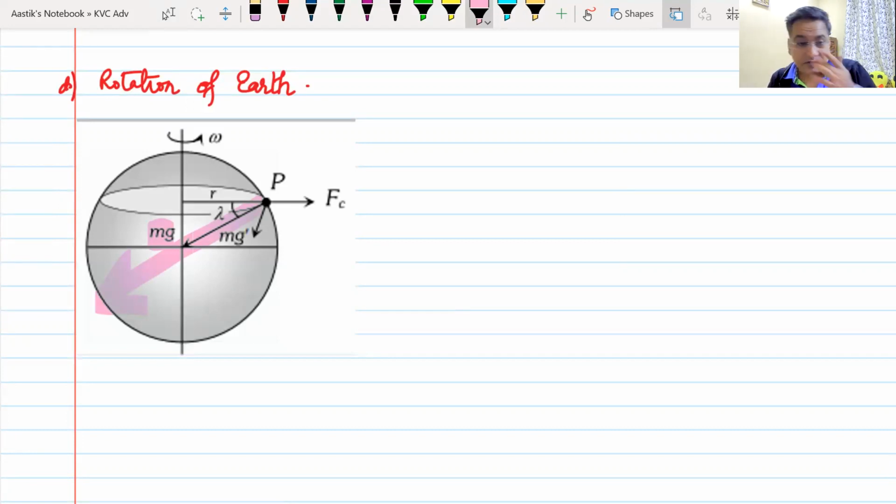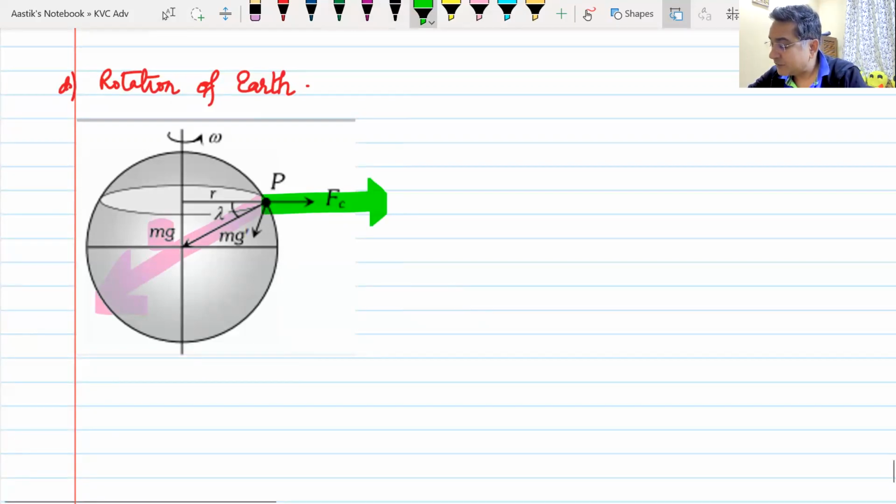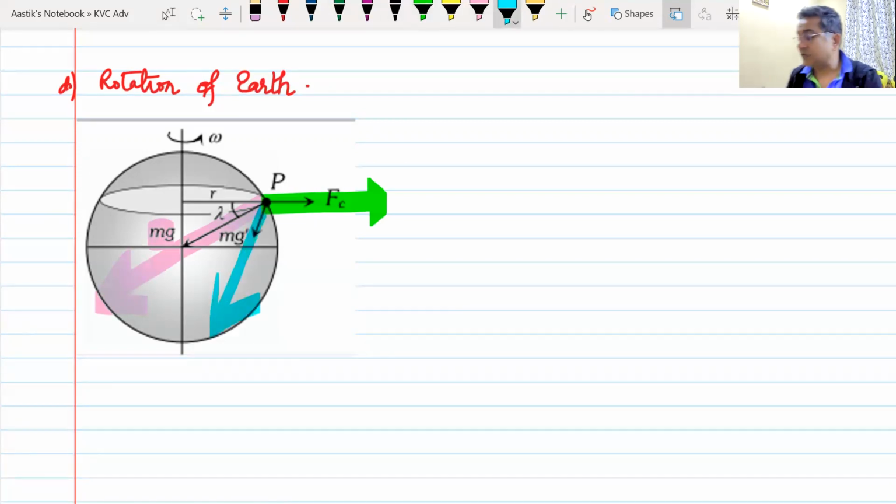Now, because of this centrifugal or centripetal force, whatever you call it, we also require this force because we want to stay on Earth, and therefore your net acceleration due to gravity goes in this direction. This g dash goes in this direction. Do we understand this? Yes, sir.